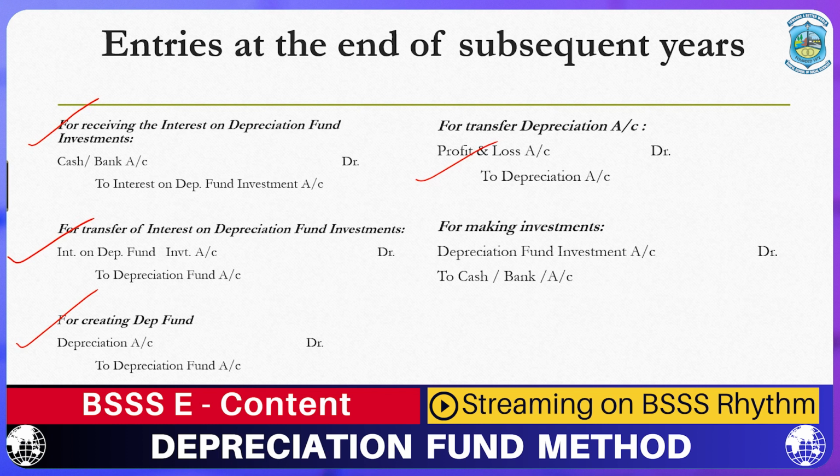Transferring the actual depreciation to profit and loss, the entry will be profit and loss account debit to depreciation. At the end of the last year, again, the investment will be made. Entry, depreciation fund investment account debit to bank account.